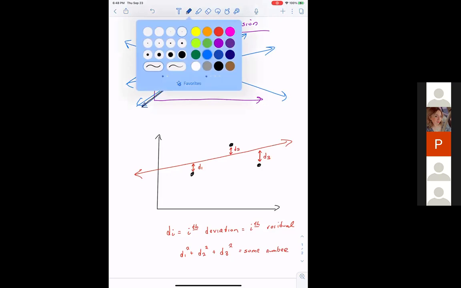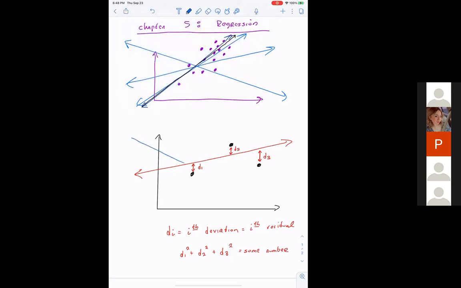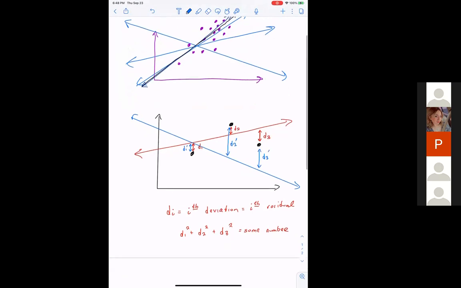Now, if you came along and said, no, I believe this is the best line, then I would do the same things. I would compute your D1, your D2, and your D3. I'm going to call them D1 prime, D2 prime, D3 prime. And I'm going to compute D1 prime squared plus D2 prime squared plus D3 prime squared. And that's going to equal some other number.